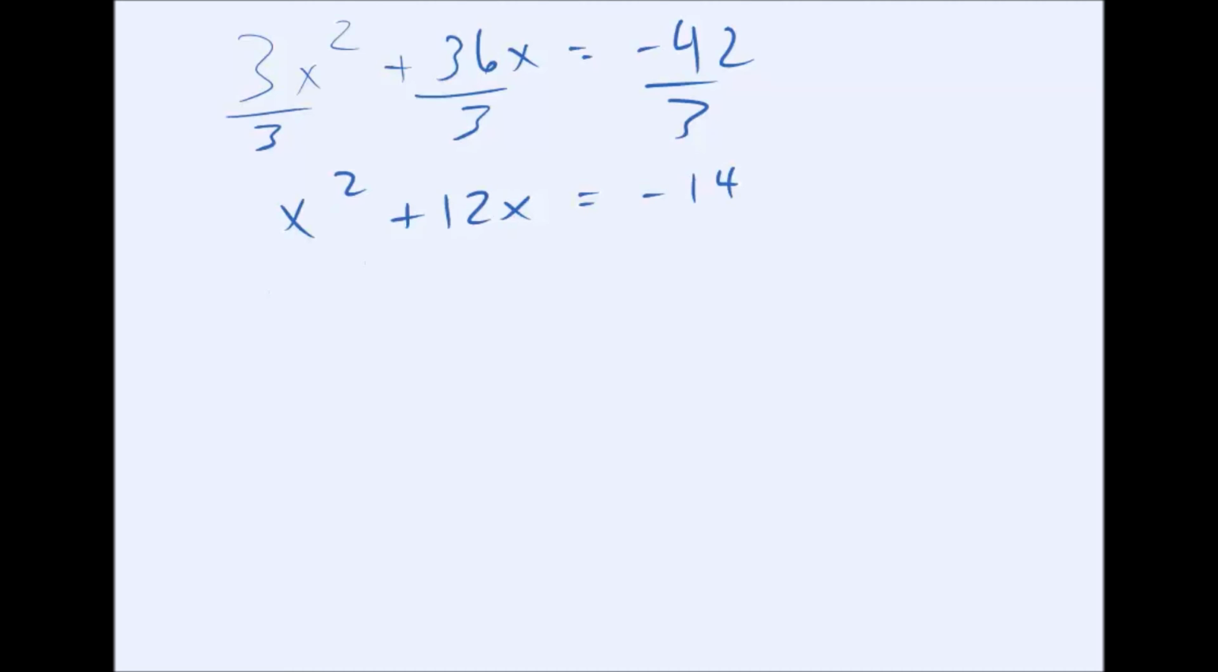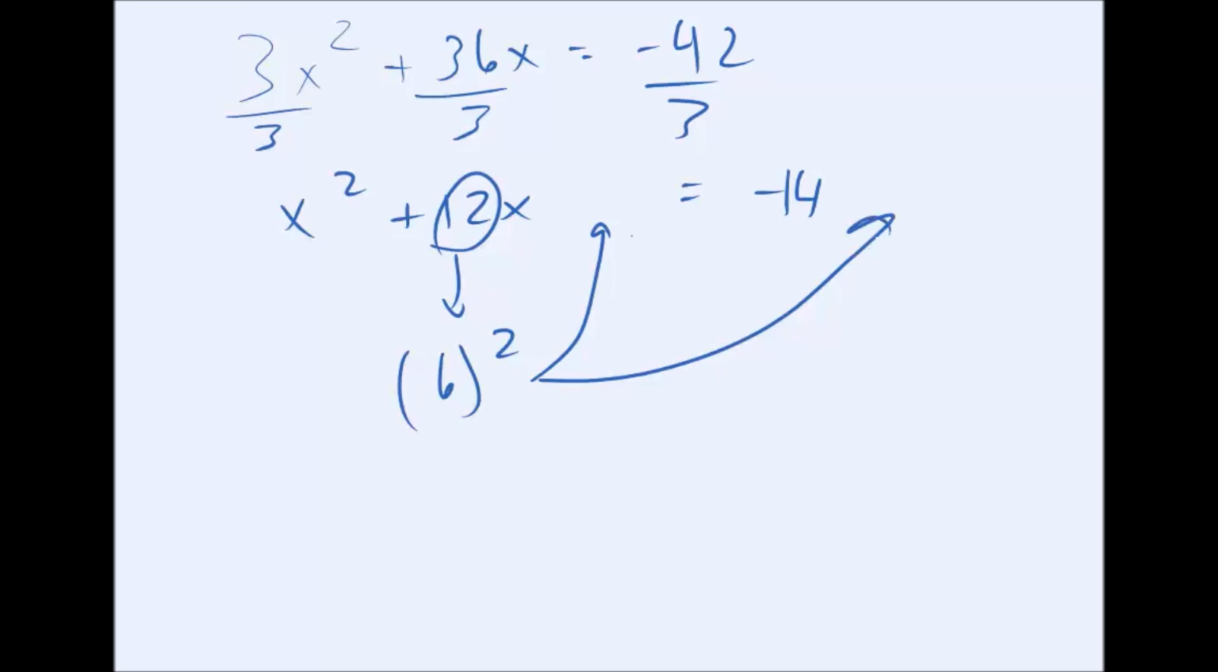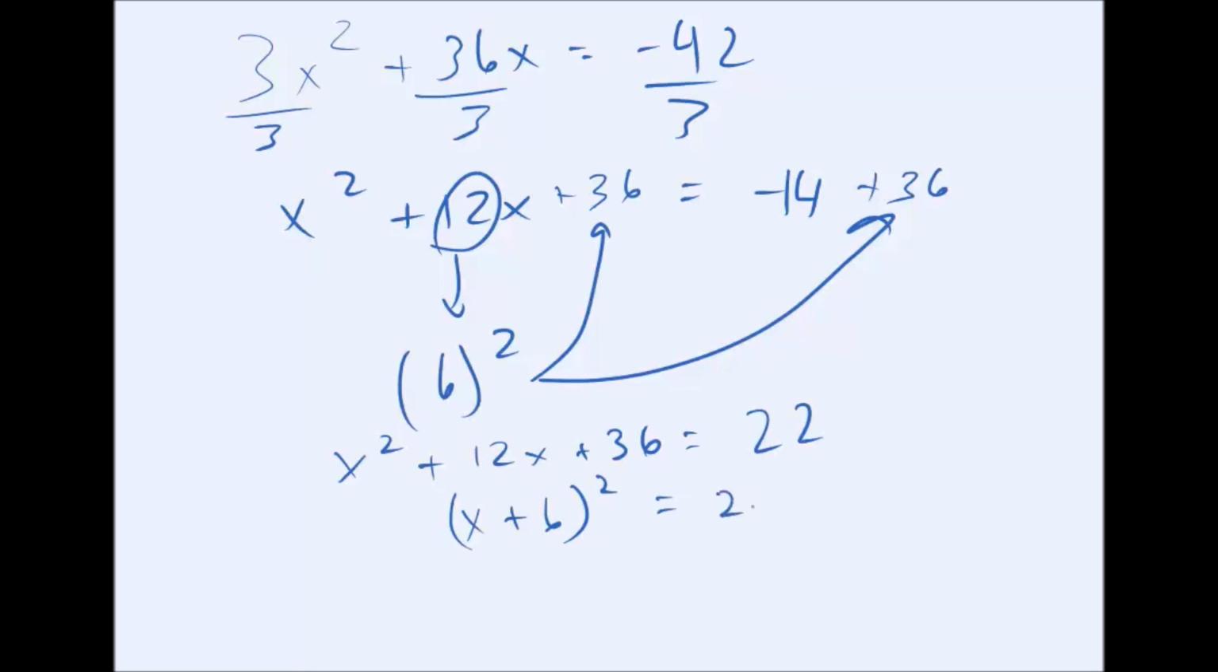Then, I should have given myself a little more room. Let me change that. There we go. Because we want to divide this by 2 to get 6, and then square it to add here and here. So we get plus 36. Plus 36. I'll clean it up a bit like I did before. X squared plus 12x plus 36 is equal to 22. Then, the reason we did this is because this is a perfect square. It's x plus 6 squared equals 22.